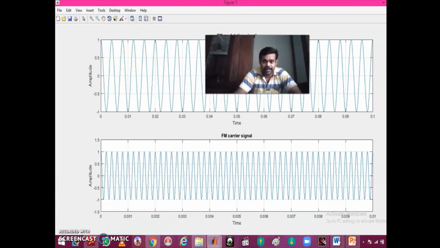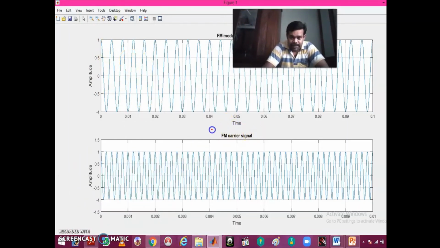Next one is the carrier signal. Here also the amplitude is 1. So from the frequency, 1 divided by F will give the time period. With that time period you have to draw one cycle. After that you have to continue.